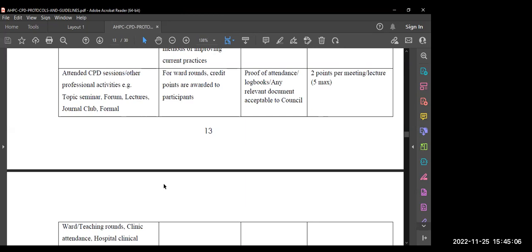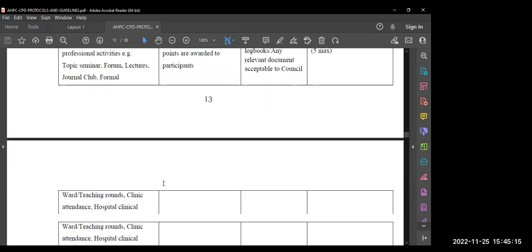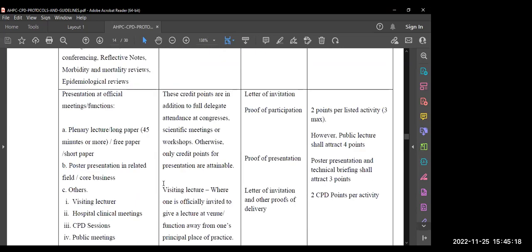So you can do a mix of all of these different things, but when you put them together, the categories they sit under should count to a minimum of 20 points.